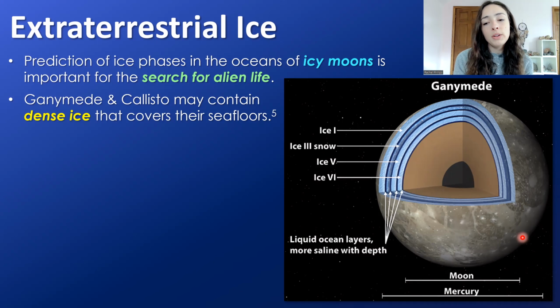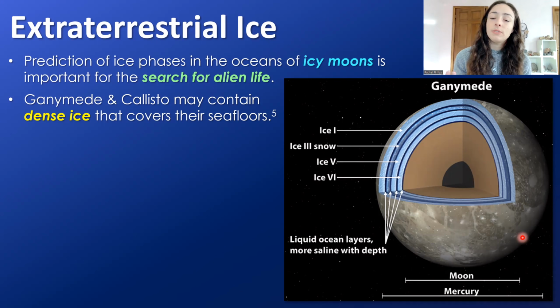Ganymede and Callisto, for example, are two moons of Jupiter that have been suggested to potentially contain dense ice that covers their sea floors. Now, let me clarify here. We haven't gone to these worlds, drilled down into their oceans, and seen ice on the seafloor. We predict these things based on the different temperature and pressure conditions that are predicted for such a world. Now, I do have a video where I talk more about how we know there are oceans present on, for example, Europa, which I'll link up to the top right, because I talk way more about how we detect the presence of a liquid water ocean from remote sensing in that video. So check that out if you're interested.